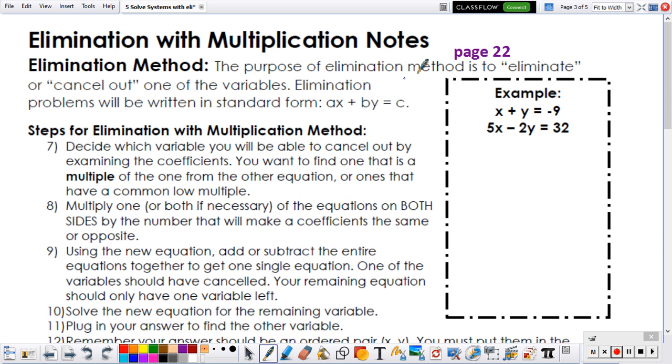All right, so everyone turn to page 22 and let's take a look at the example. Still, we're going to try to eliminate, cancel out, and what we are going to need to do is we're going to have to use multiplication. So I don't know why these steps are all weird numbered.